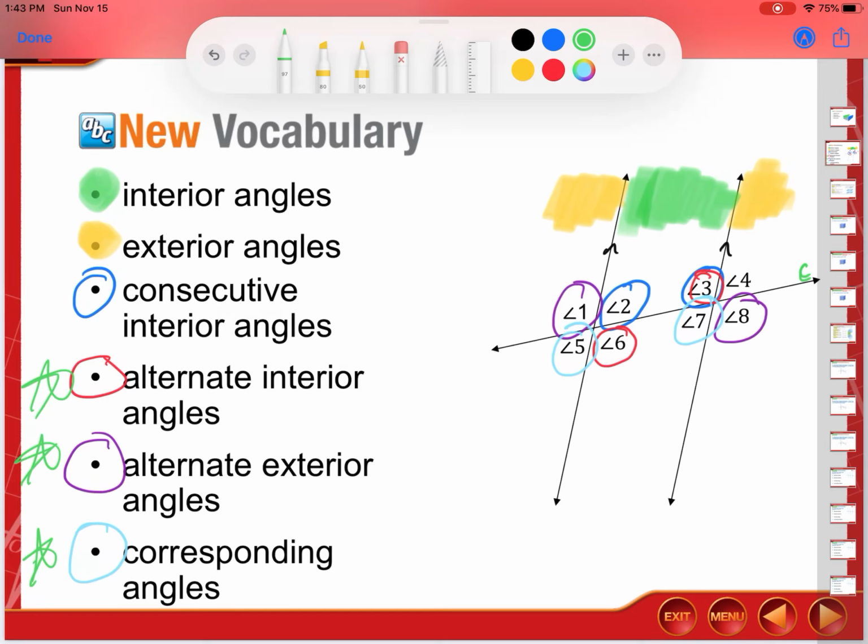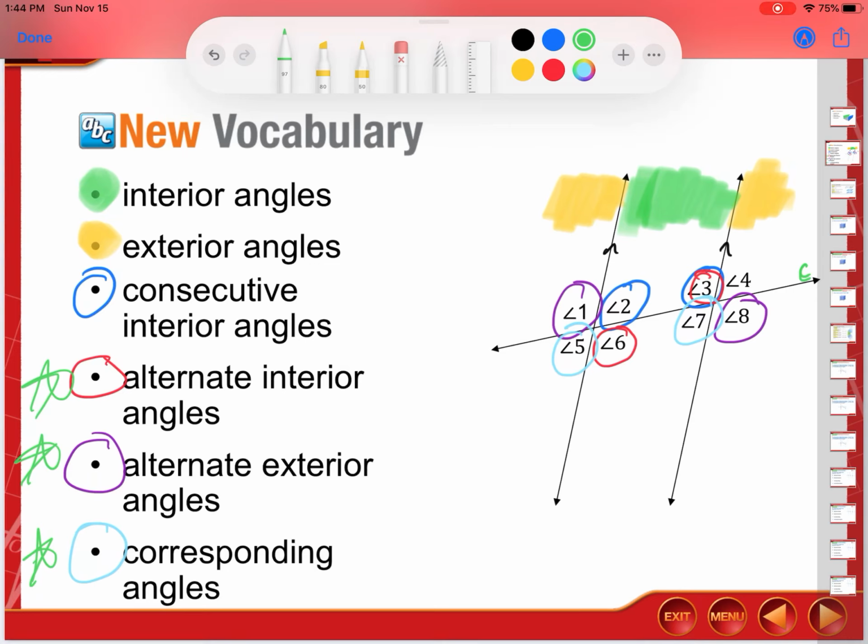That doesn't mean all four have the same, but just each individual pair of alternate interior angles has the same angle measurement. Same with alternate exterior angles. So 1 and 8 have the same angle measurement, just like 5 and 4 do. But not all four of them are the same. It's just those individual pairs. Same with corresponding angles. 5 and 7 would be the same. 1 and 3 would be the same. 2 and 4 would be the same. And 6 and 8 would be the same.